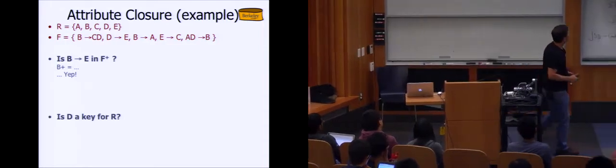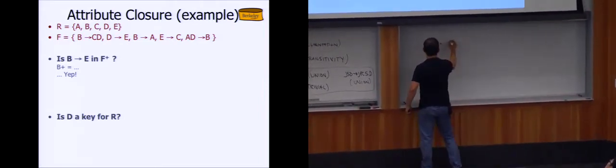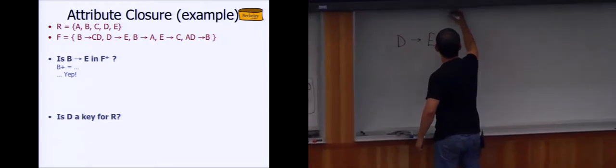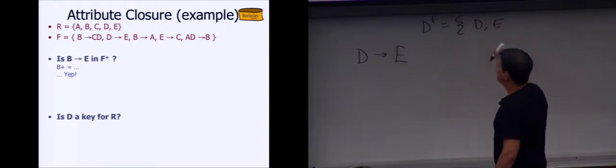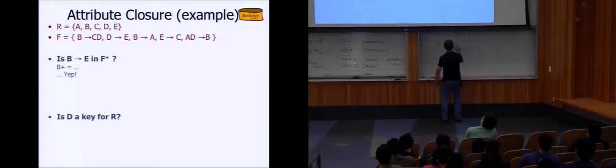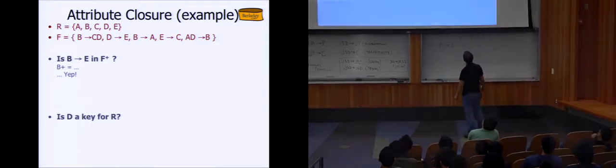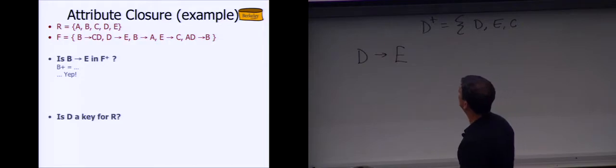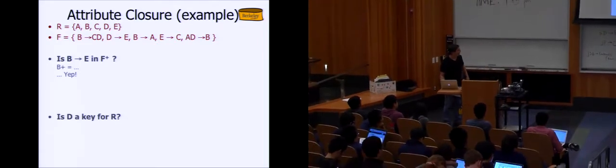All right, how about this one? Is D a key for R? All right, let's go through this one a little more slowly. D determines what? E. All right, now we've got D plus so far equals an open-ended set starting with D and E. What does D and E determine together or singly? C. Really? Oh, yeah, E determines C. Cool. Now we've got D, E, and C. What does that determine? Nothing. Well, bummer. I guess we're done, right? D, E, and C. So no, it's not a key. Agreed? Yeah, agreed. Good.